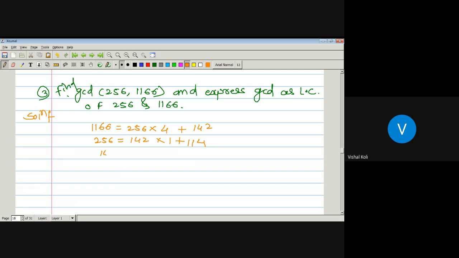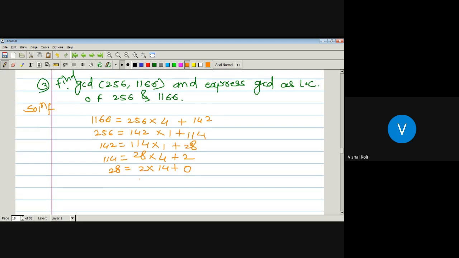Now I have to write 142 as a multiple of 114 into 1. 142 minus 114, the remainder is 28. So 114 can be written as 28 into 4. 28 into 4 is 112, plus 2 will be the remainder. Now we have to write 28 as a multiple of 2: 2 into 14 plus 0.